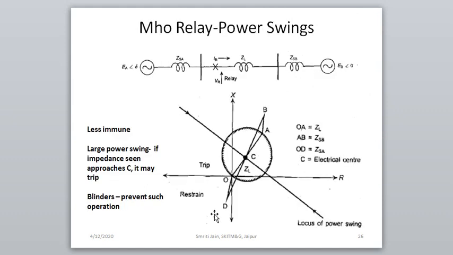During power swings, it is less immune, but let us say there is a large power swing and the impedance seen by the relay approaches the electrical center, that is point C. The electrical center is the point where the locus of power swing as well as the line fault characteristic coincide. So if they coincide, the relay will operate. We don't want such operations, so we can use relays known as blinders which prevent such operation.